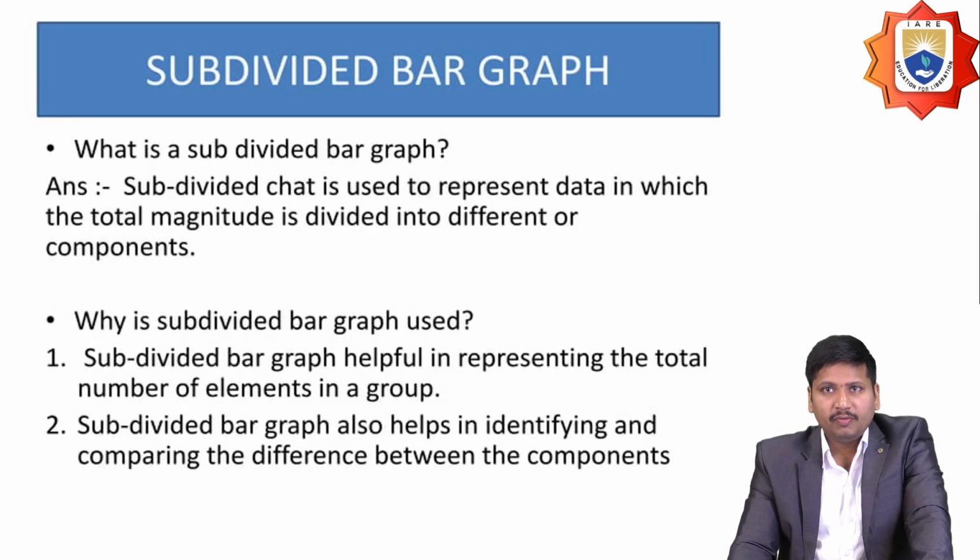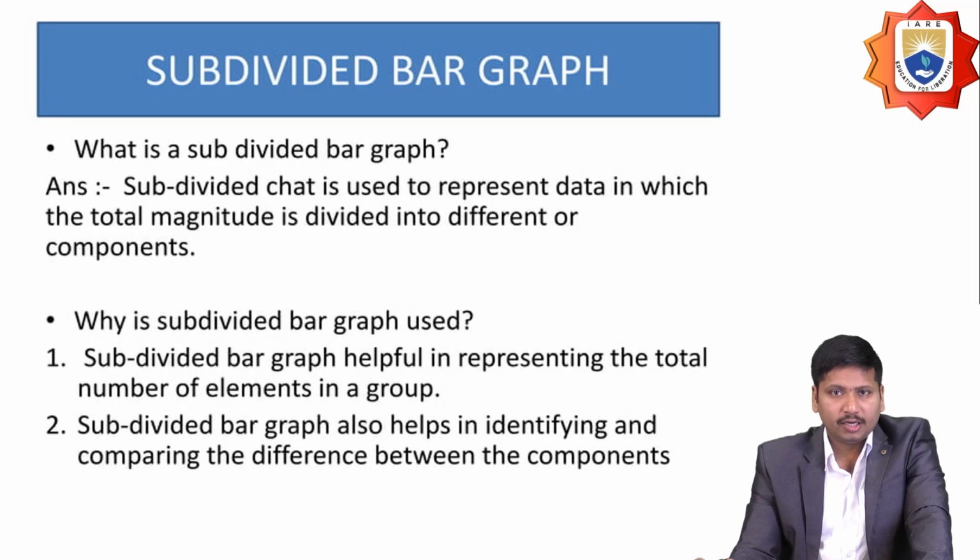And next one is the subdivided bar graph. It should be defined as representing the data in which the total magnitude is going to be divided into different components. Normally this one is going to be used especially in representing the total number of elements in the group, and it is also useful in identifying and comparing the difference between the components.